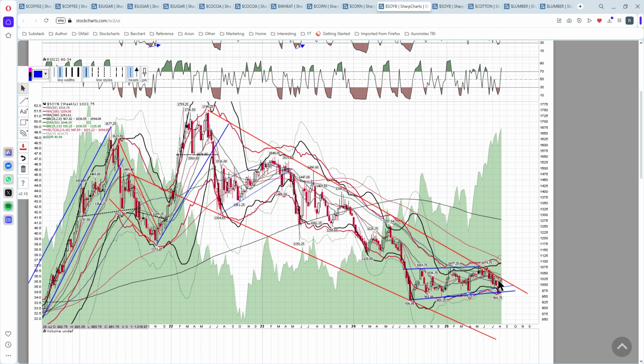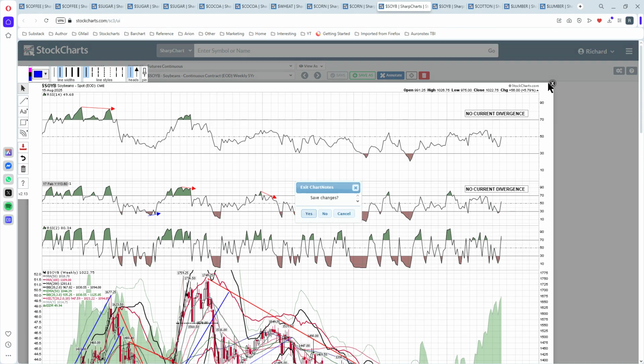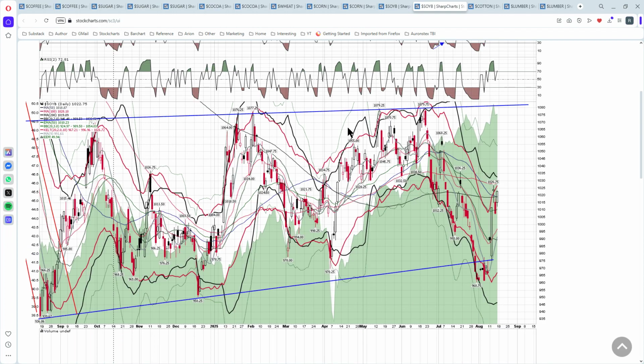it doesn't seem to be interested, and it's trying to get back over the daily middle band. I'm thinking it might manage. On the hourly chart, no current divergence. Nice rally up here, and really looking at the hourly chart, doesn't look as though it's quite finished yet.